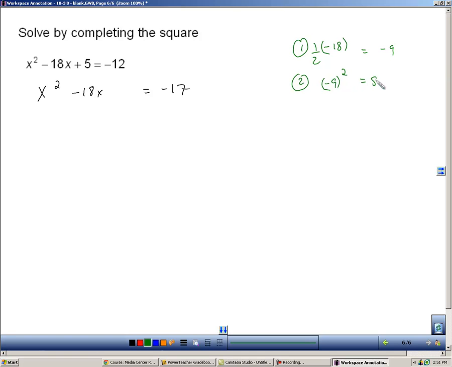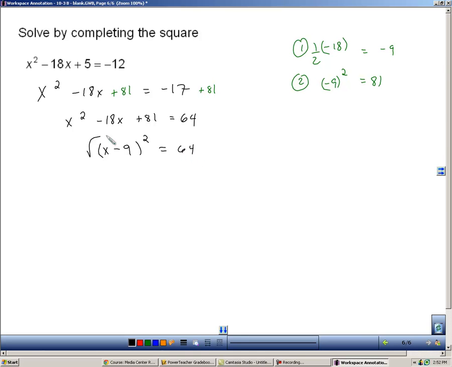Negative 9 squared is 81. And step 3 says to add 81 to both sides. Now I've created a perfect square trinomial, x squared minus 18x plus 81, and then over here I'll have 64. Now this is a perfect square trinomial, so we know it's going to factor to something squared. x in the front, it's going to have a minus sign. And what squared gives me 81? Well, it's 9, but this time it's going to be a negative 9 because it's a plus 81. And then that equals 64.